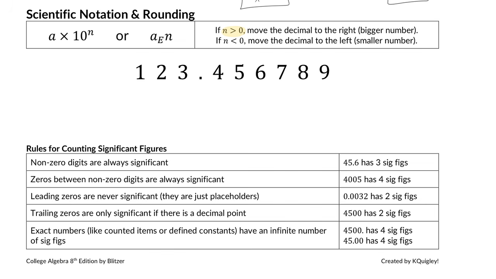If the number that is the exponent is less than 0, so it is a negative number, you're going to move the decimal to the left. So we can create small numbers or large numbers with scientific notation.